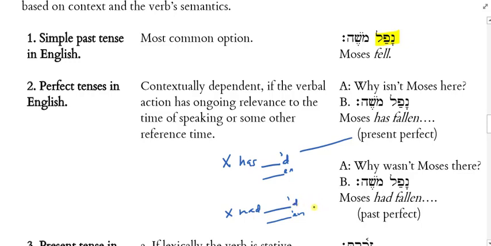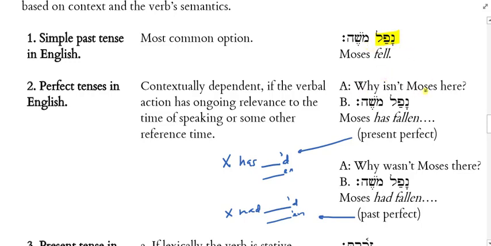Okay? Now, let's look at a couple of examples of these in Hebrew. I'm using a kind of dialogue structure here just to set the context, because I've told you that using the perfect tenses can be contextually dependent. So if person A asks, why isn't Moses here? Like right now, why isn't Moses here? My answer could be, Nafal Moshe. Notice that was what I set up in the first example, where I translated it as Moses fell.